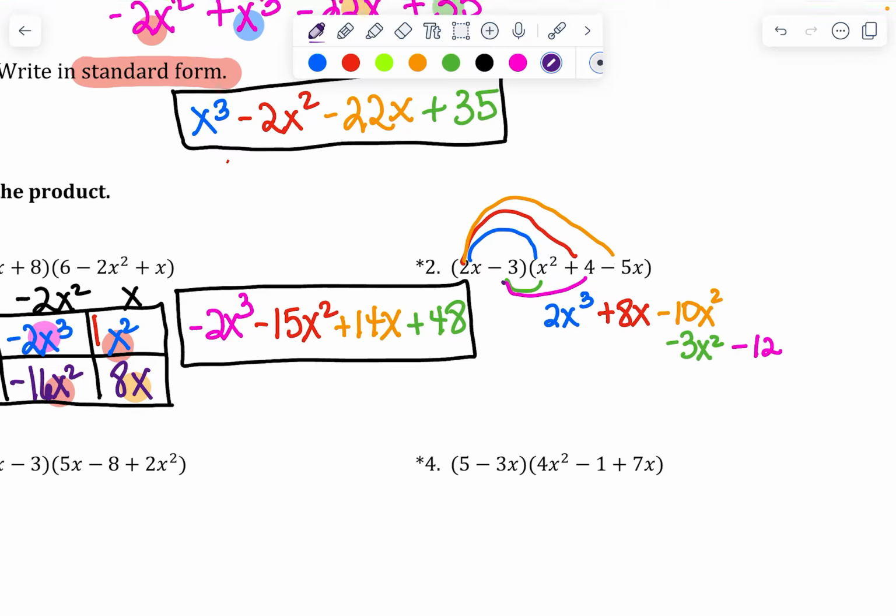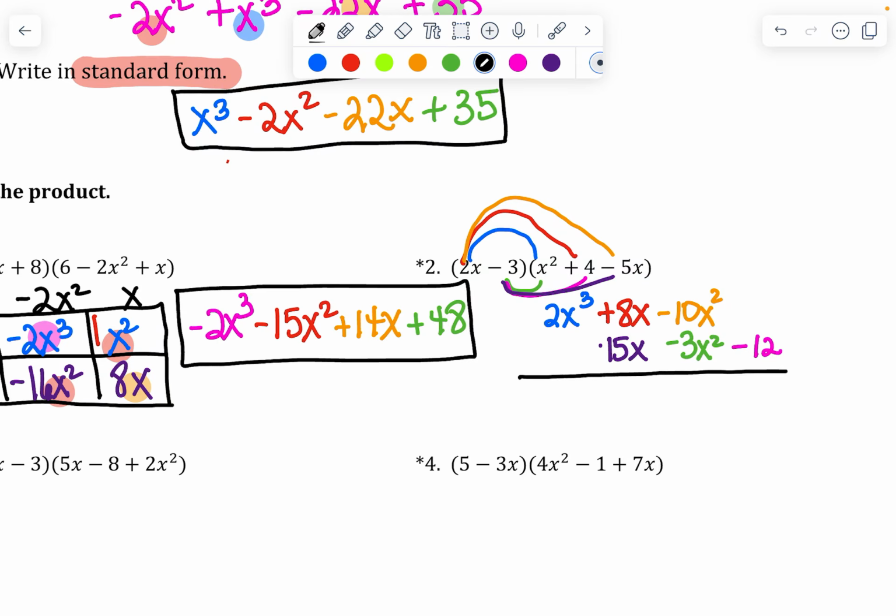Then I'm going to have a negative 3 times a negative 5x is a positive 15x. Oh, we have a space for that over here. Sorry, 15x. I'm going to erase that right there. Now I'm just going to combine everything, and maybe I'll try to do it in descending order too.